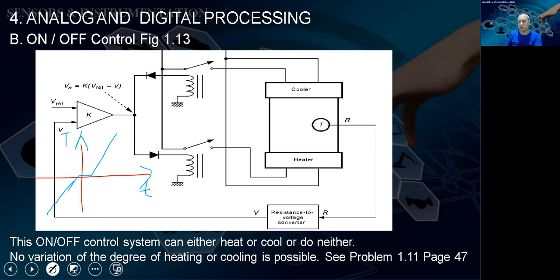I don't want to discuss that here, but see problem 1.11, page 47 in the book. I will also use this case study later in class. I don't want to spend so much time in this recording.